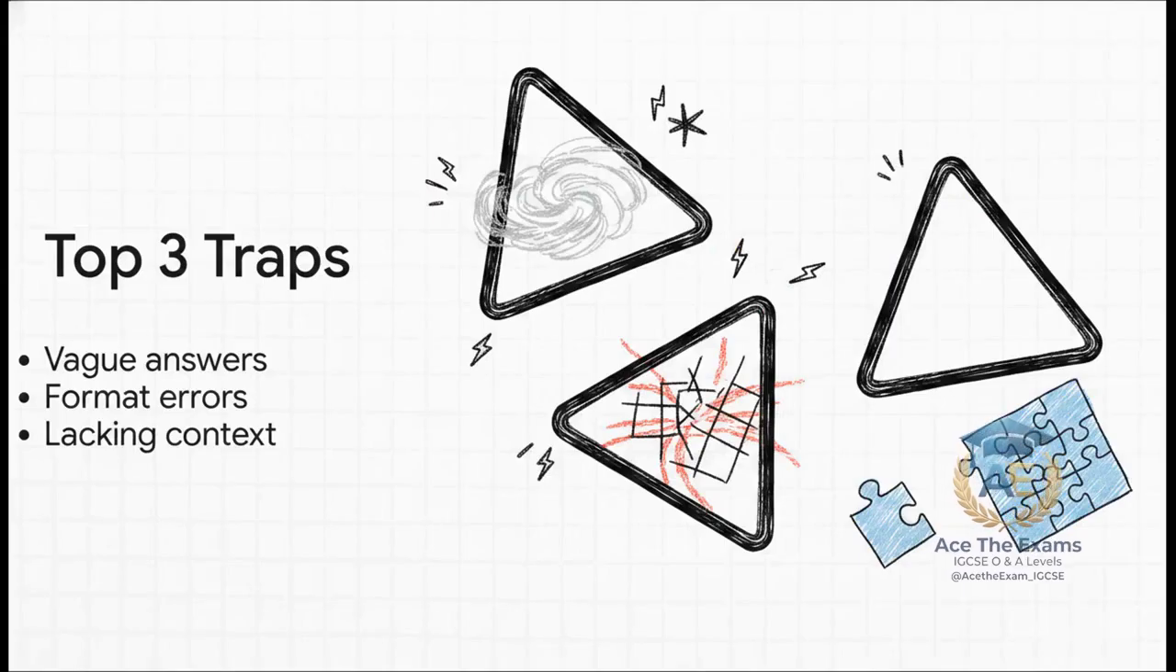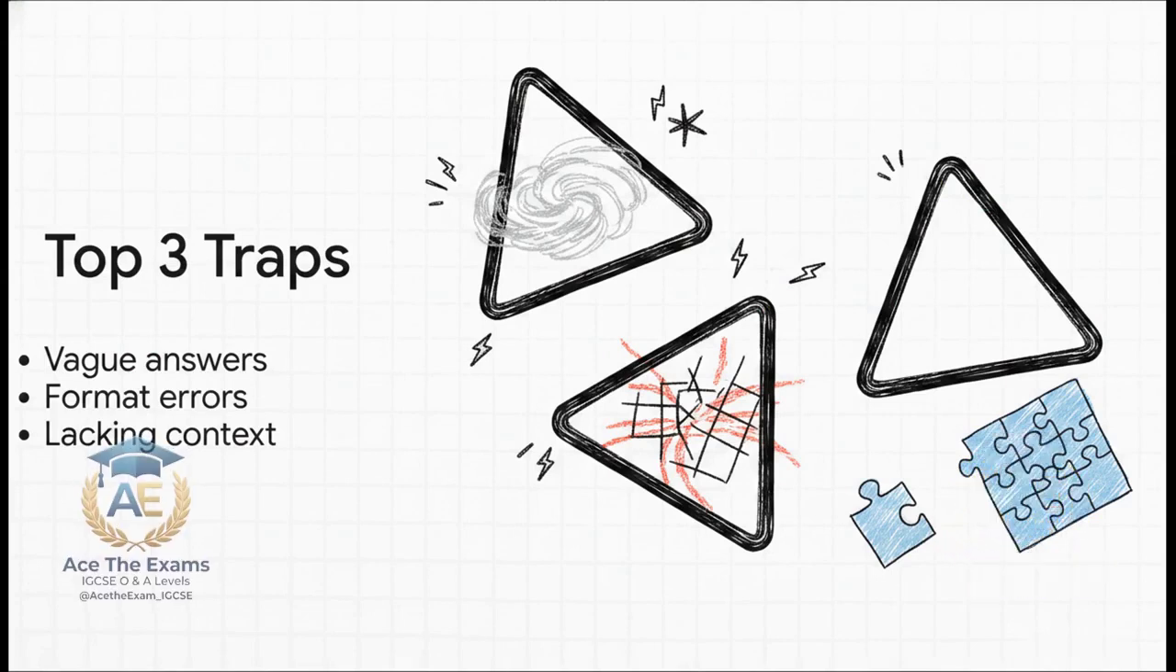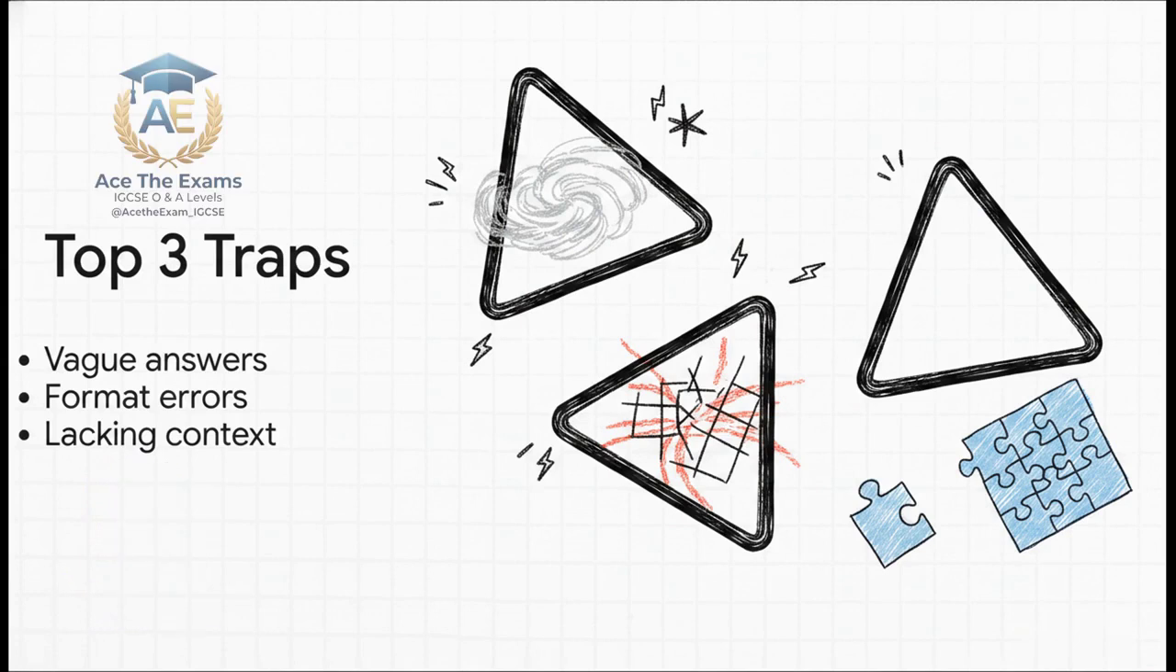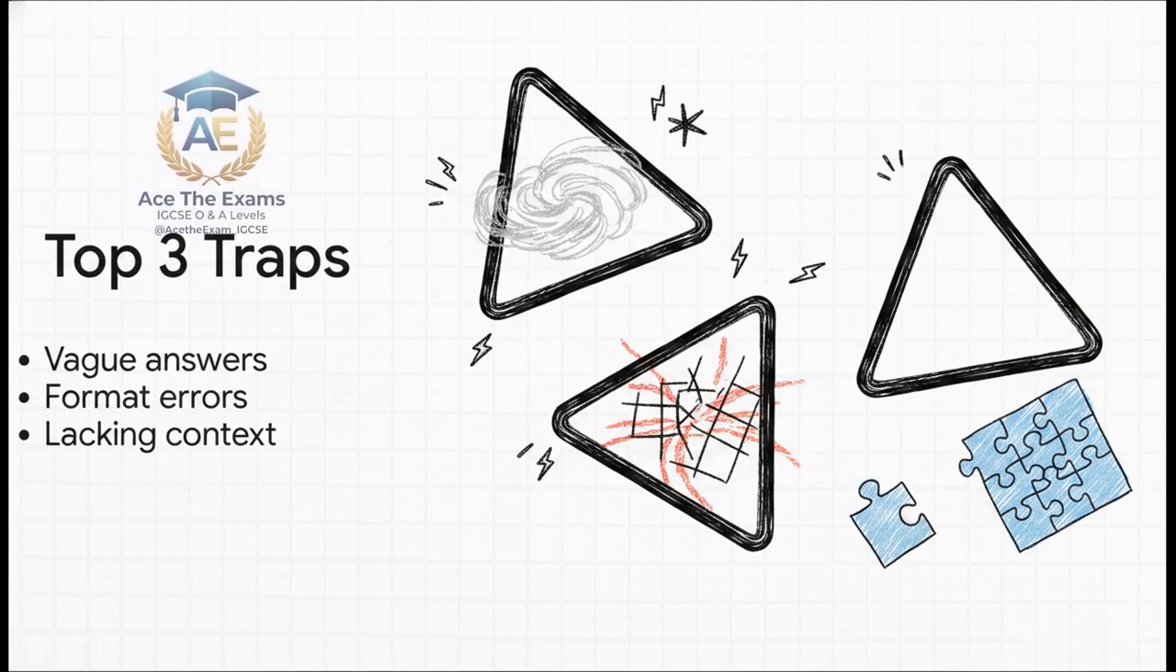Let's rapid-fire the top 3 brutal mistakes pulled straight from actual examiner reports so you can mentally flag these for exam day. Trap number 1, answers are way too vague. Examiners want specific, technical, deeply analytical details. Trap number 2, students completely forget to double-check their format and presentation under time pressure, bleeding easy marks that they actually knew how to get.